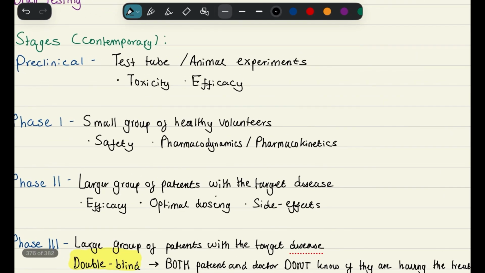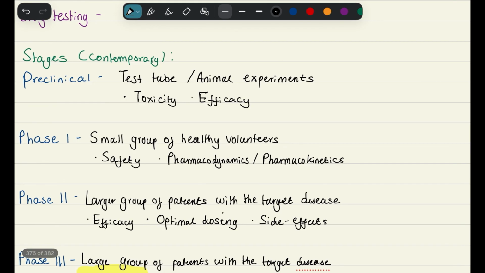Okay, so we're kicking things off by talking about drug testing. As you can see, we have a bunch of different stages. When we talk about drug testing, we break it up into contemporary, or the new things that we're doing, and then what we did before. So in terms of the contemporary, the new one, you start with the preclinical phase.